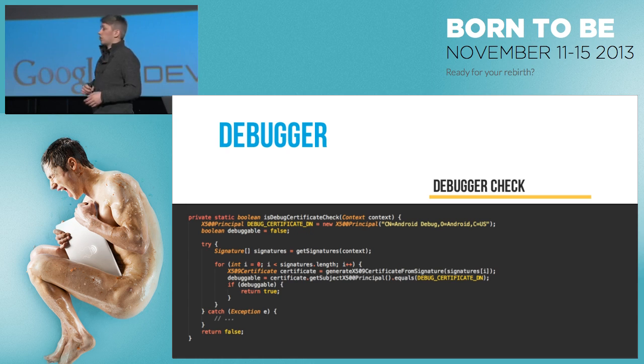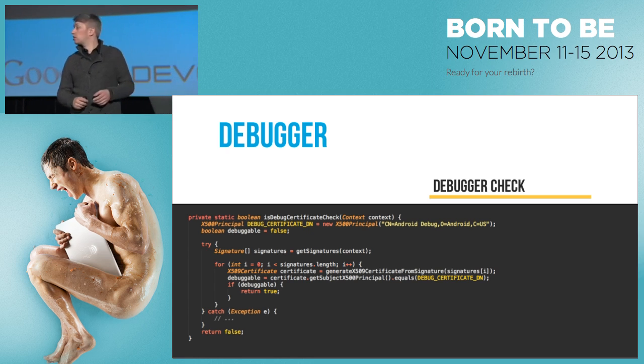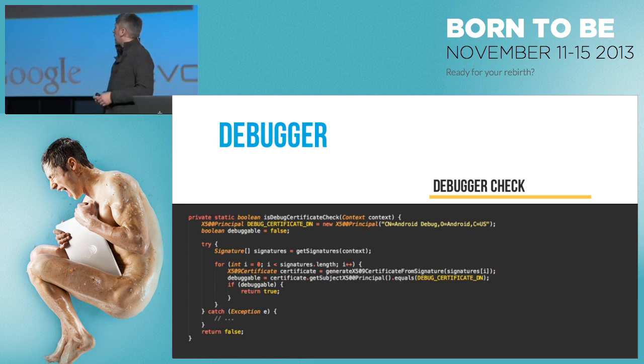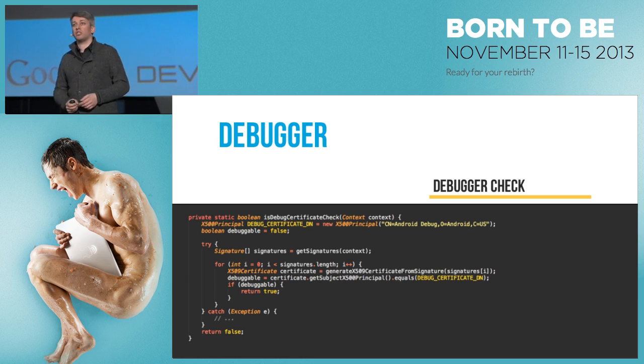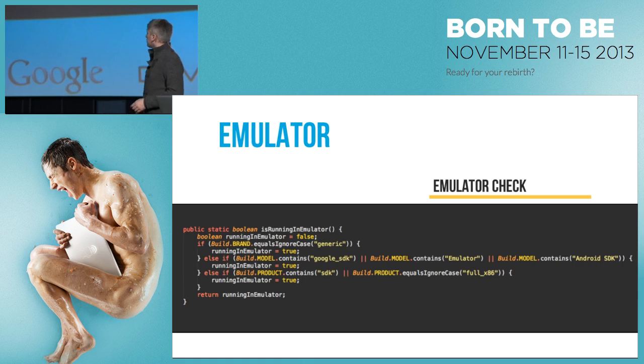So if at runtime you take a look through your signatures, because that's also a particularity of Android, you can be signed with multiple signatures and certificates. But you just go through them, and if you find that one of those matches the debug certificate that standard comes with Eclipse or Android Studio or whatever, you know that you are probably being built in debuggable mode.